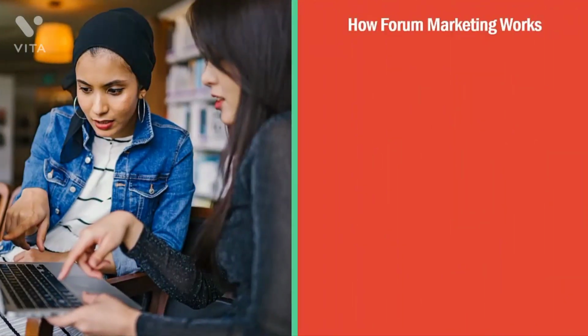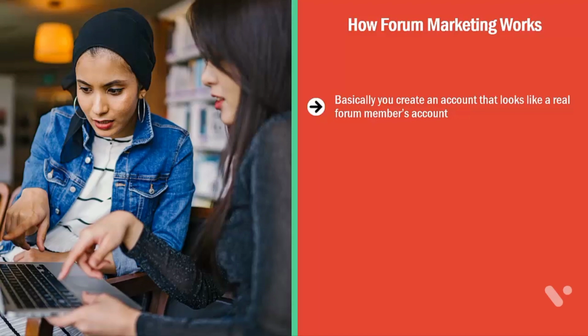How forum marketing works. Basically, you create an account that looks like a real forum member's account. You discuss issues related to your niche for quite some time. You don't drop a link. After a while, you should become credible because you have demonstrated that you know what you're talking about. At this point, you can share third-party content. This is high-quality content published by your competitors or non-competitors that are authoritative in your niche.